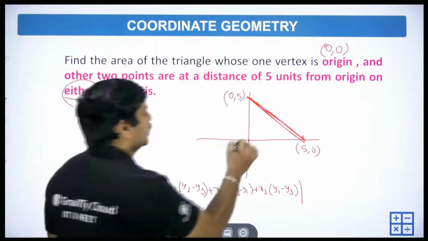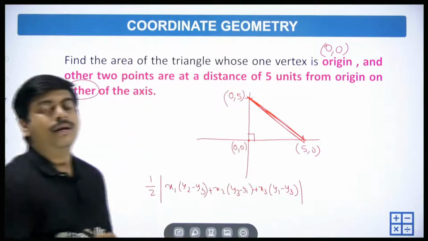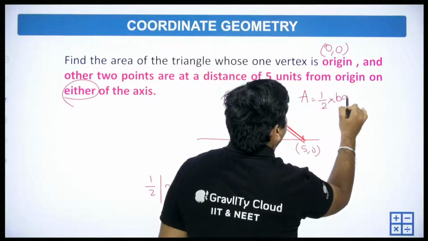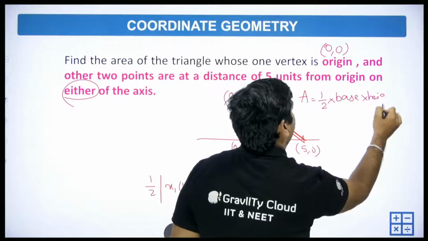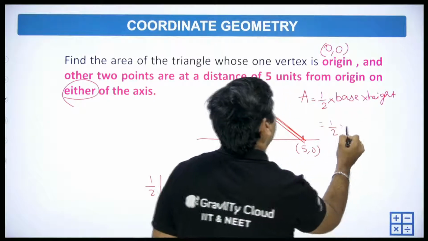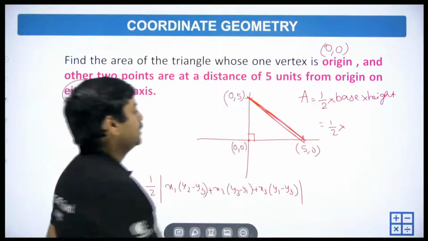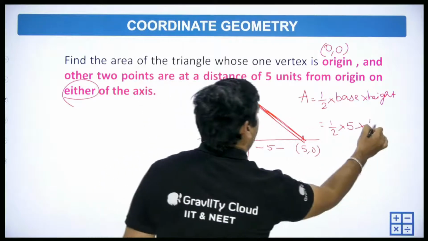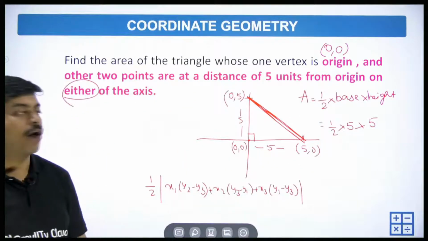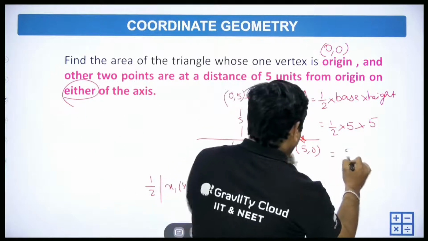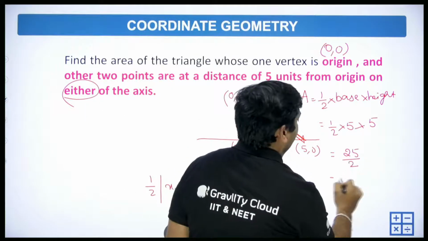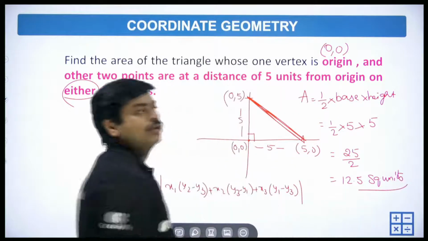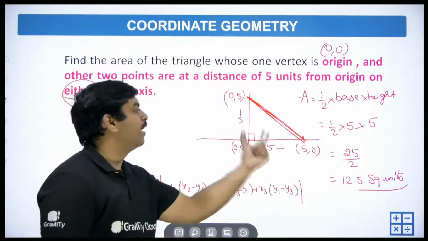It is a right angle triangle. If you can see, this is a right angle triangle, and you know the area of a triangle is half base into height, so it is very simple to go with that approach. Half into base. What is the base? Base is 5 centimeters, into height. Height is again 5 centimeters. Half base into height, that is 25 by 2, which is 12.5 square units. Half into 5 into 5.